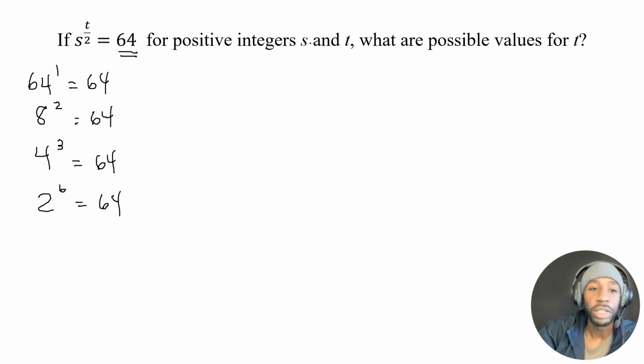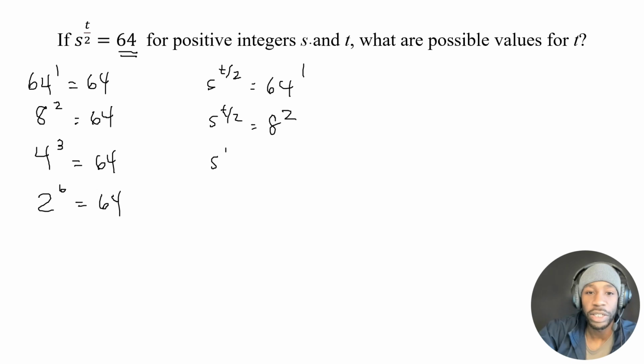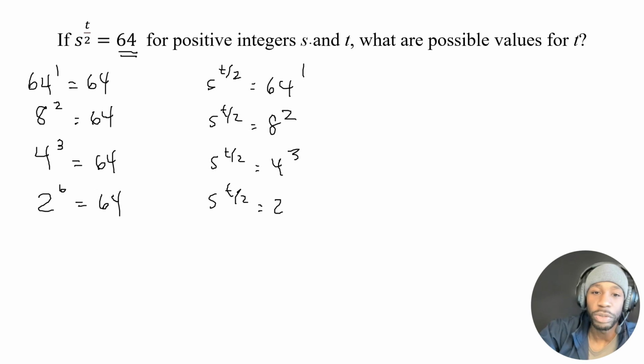Okay, now if all of these are equal to 64, then what must also be the case is that s to the t over 2 must be equal to all of these. So let's write all those out. S to the t over 2 equals 64 to the first power. S to the t over 2 equals 8 to the second power. S to the t over 2 equals 4 to the third power. And finally, s to the t over 2 equals 2 to the sixth power.